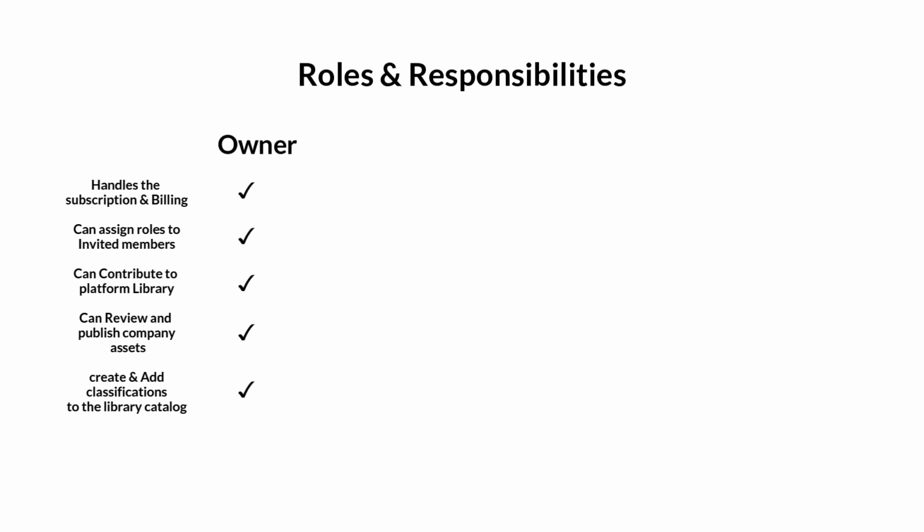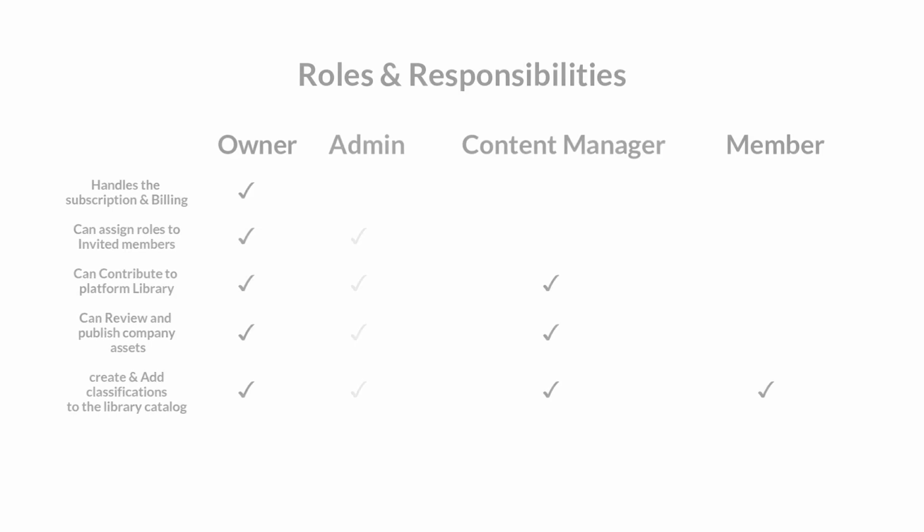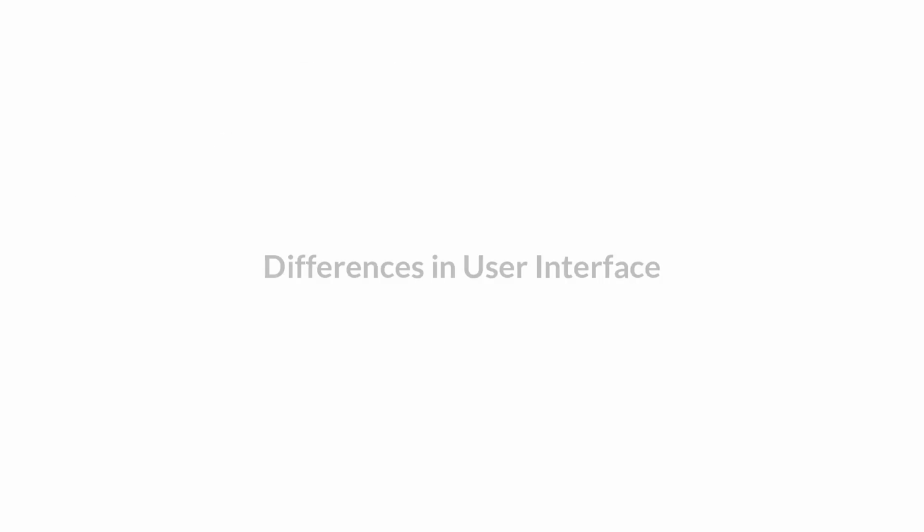The subsequent roles as we move through from admin to content manager and finally member offer progressively fewer permissions. This structure helps maintain compartmentalization and minimizes the risk of errors during the upload and review process. As I mentioned earlier, the functionality for different roles is different. The user interface for both is also different.